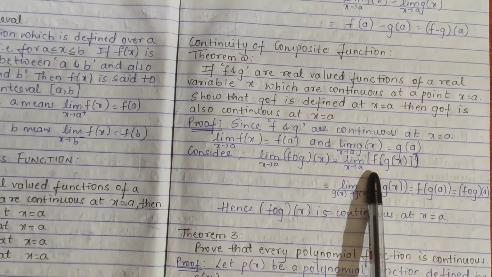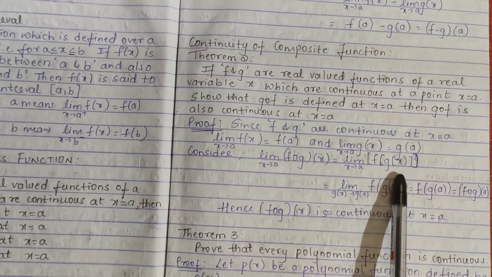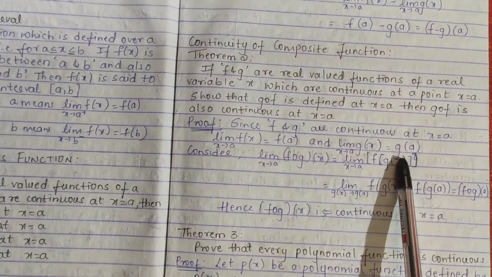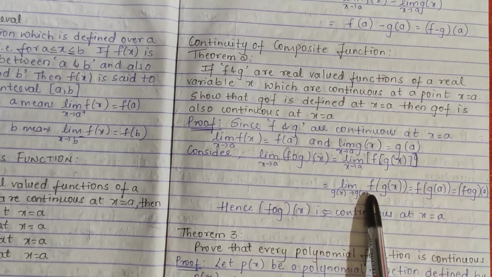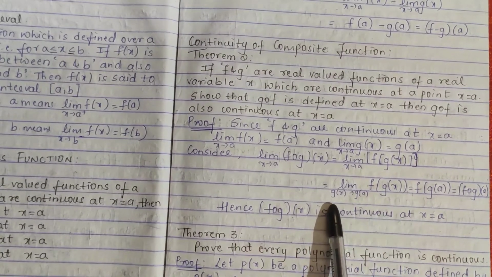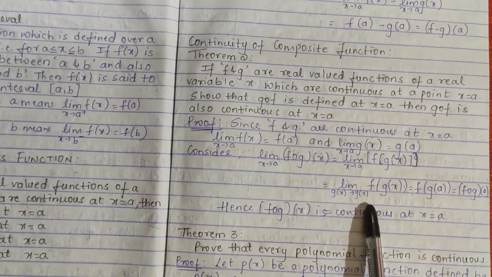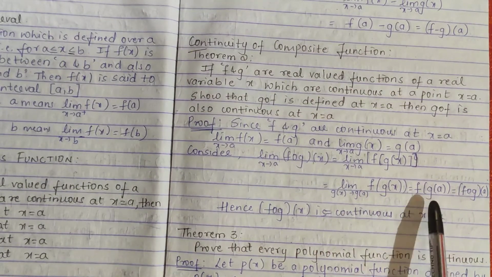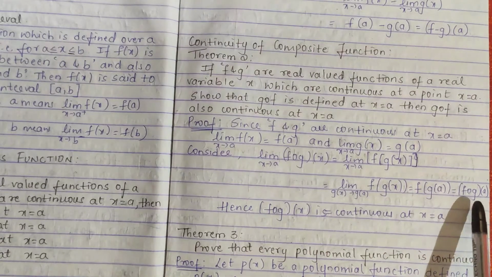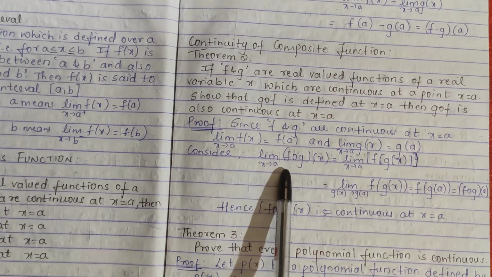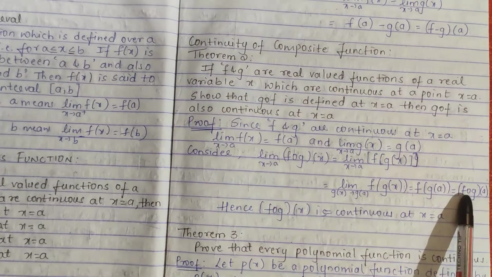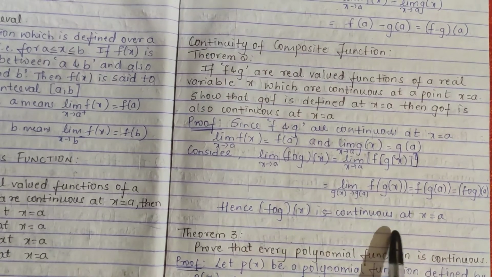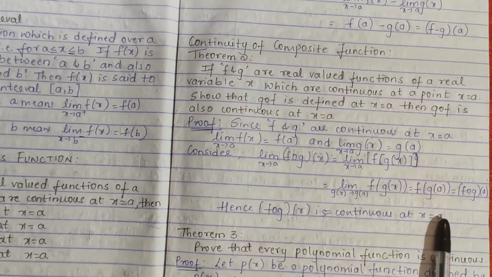Now here when you have f g of x, this tends to g of a, you have to take. So it becomes limit f of g of x as g of x tends to g of a. So in place of g of x it becomes g of a. So then it becomes f composition g of a. How you had f composition g of x, now f composition g of a. Hence, f composition g of x is continuous at x is equal to a.